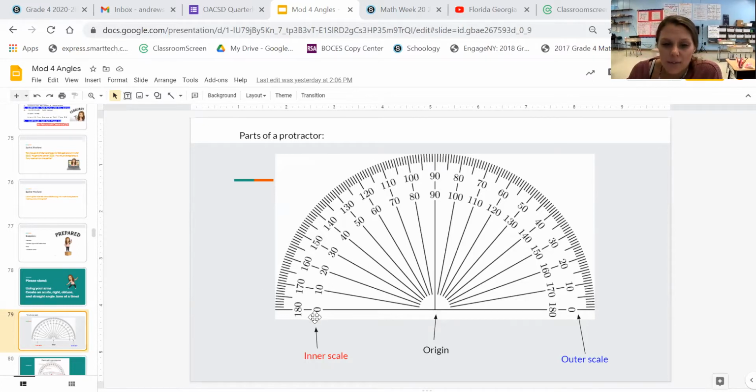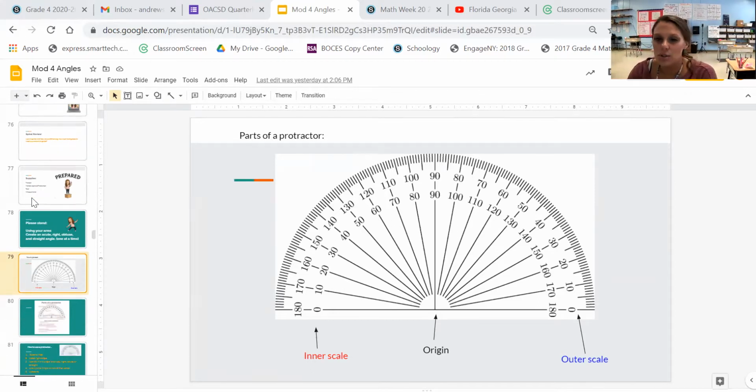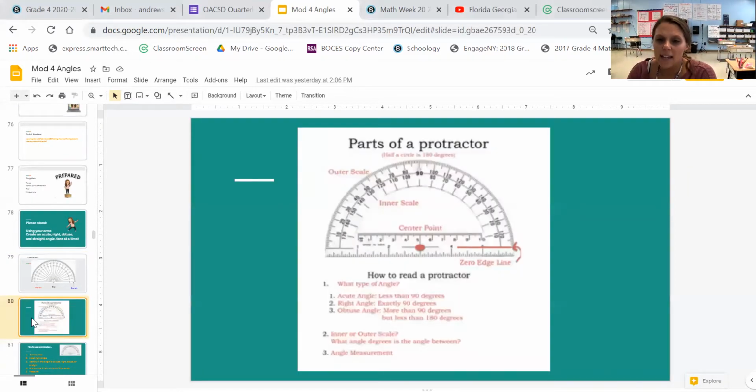We have the inner scale. If you notice, it goes 0 all the way up to 90, back over to 180, because we know a straight line is 180. We have the outer scale, which is the same numbers but goes the other way, because it depends which way your angle is. We'll talk about it in a few minutes. Inner scale, origin, outer scale. Let's repeat. Inner scale, origin, outer scale. Protractor.